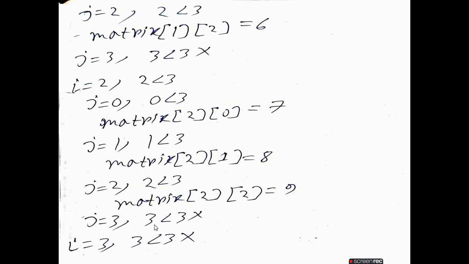Increment j, it is 3. 3 is not less than 3. Stop. Then again increment i, it becomes 3. 3 is not less than 3. Stop. So we have successfully printed all elements of the matrix.